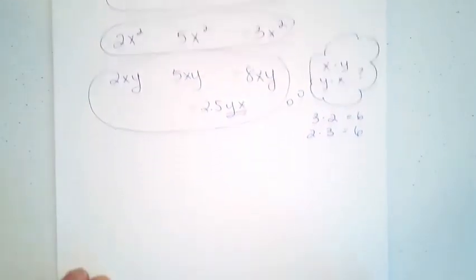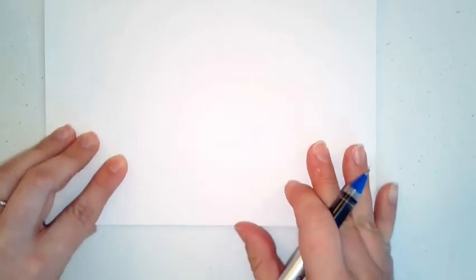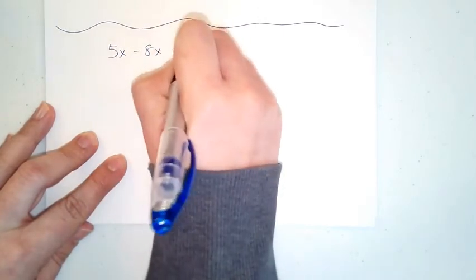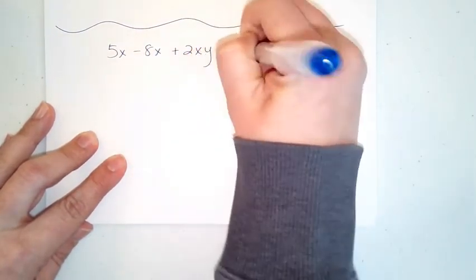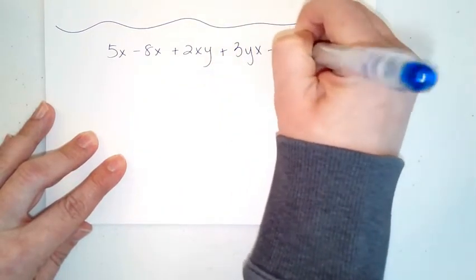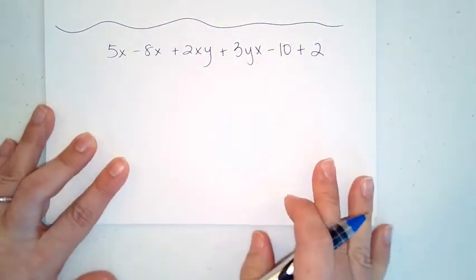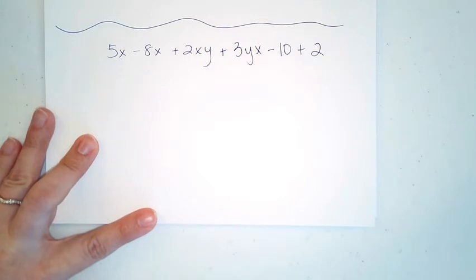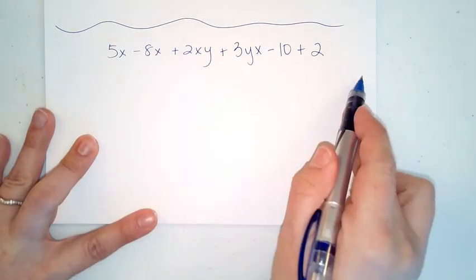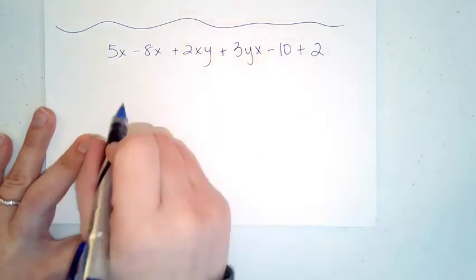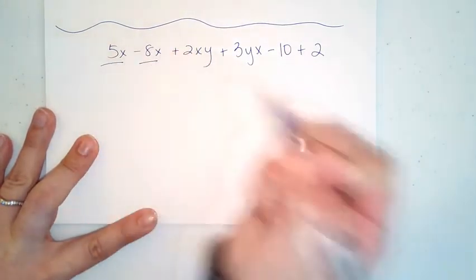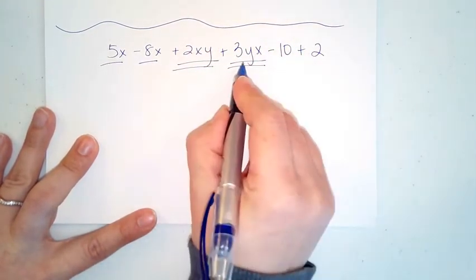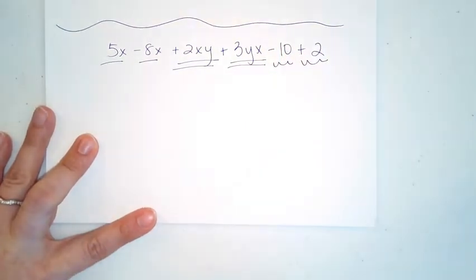So how do we do this? Well, let's say I have a combination, a group of like terms: 5x minus 8x plus 2xy plus 3yx minus 10 plus 2. Okay, well, that's kind of a long list. So I can do this a lot of different ways. I can use shapes, colors, whatever. But what I'm going to do is think about this as grouping terms that are the same. So these have just x's. There's no others. These have xy's, even though they're out of order in this one. And these have no x's.